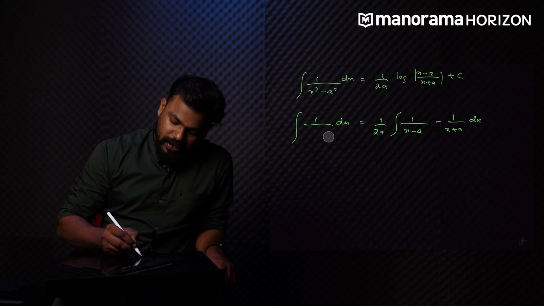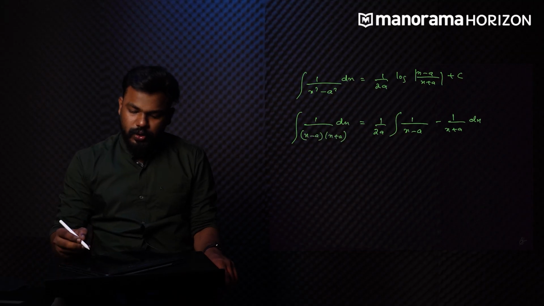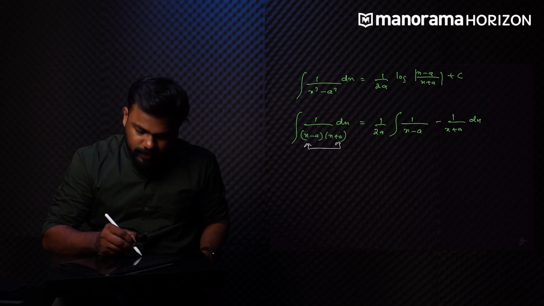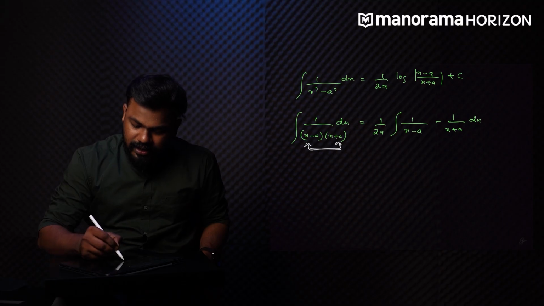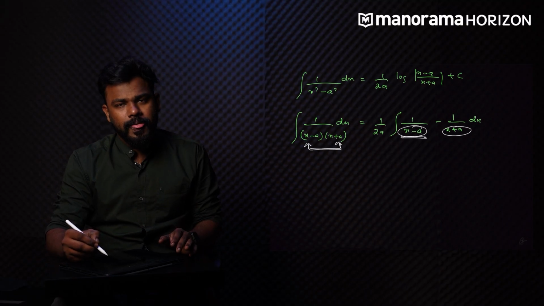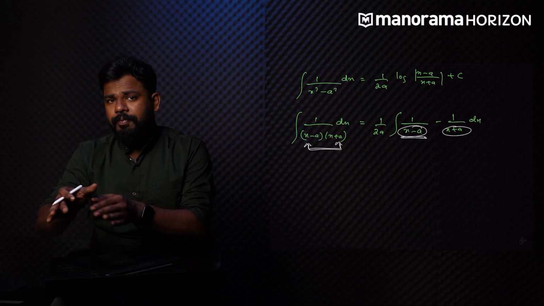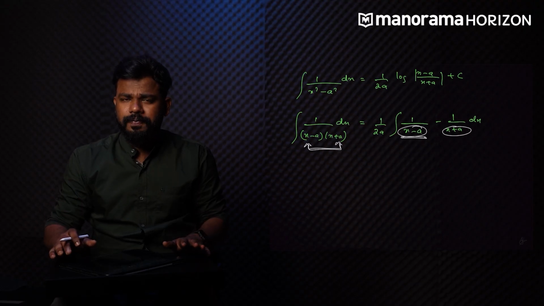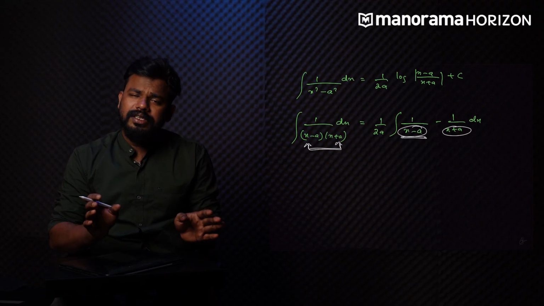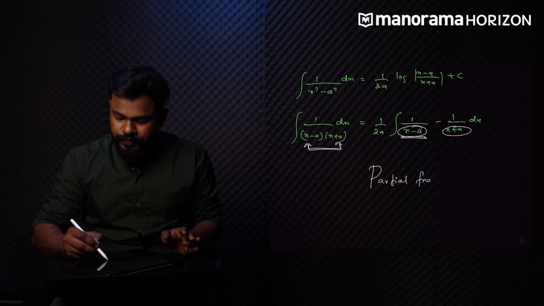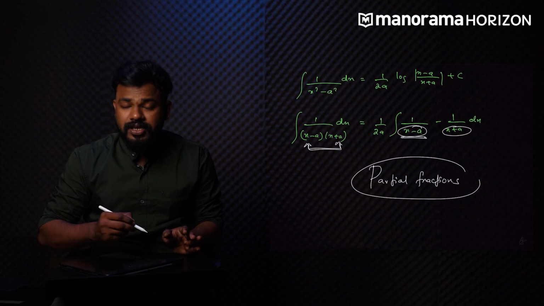So this x square minus a square can also be written as x minus a into x plus a. As you can see, here there is a product of x minus a and x plus a. And when it comes here, you can see that x minus a is separate, x plus a is separate. So a product is now separated into two individual fractions. How is it possible? This is nothing but the partial fractions.